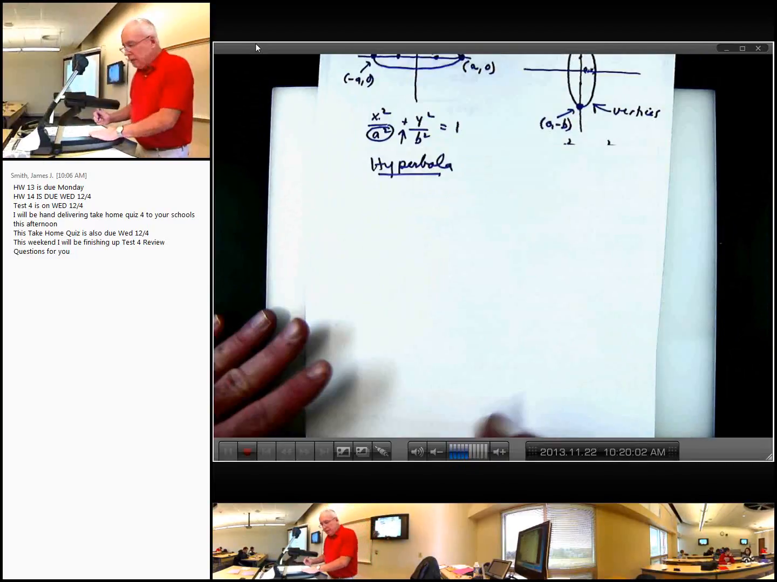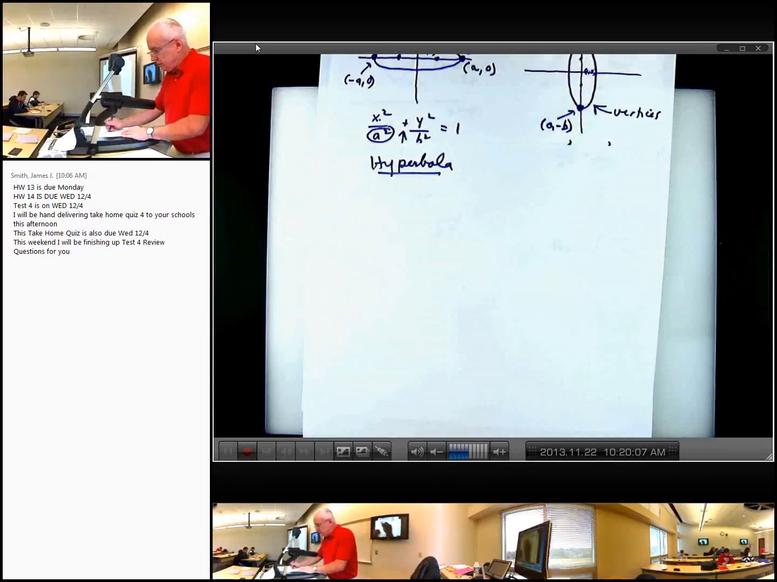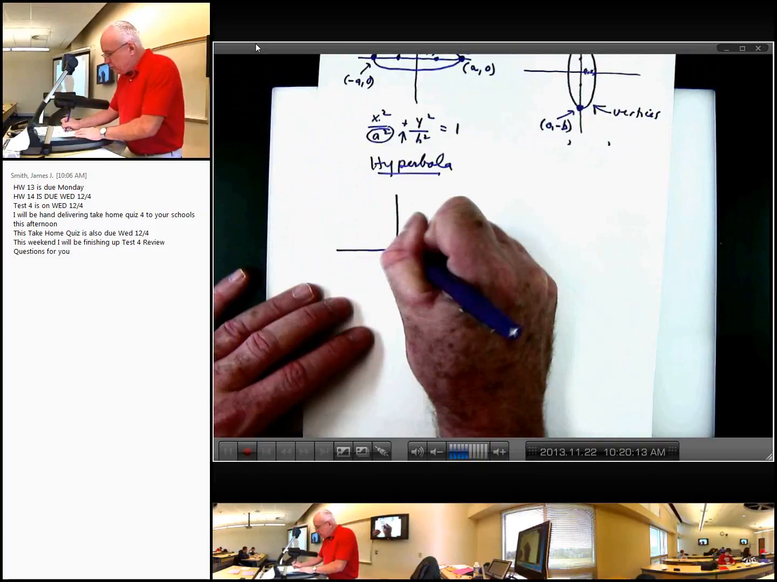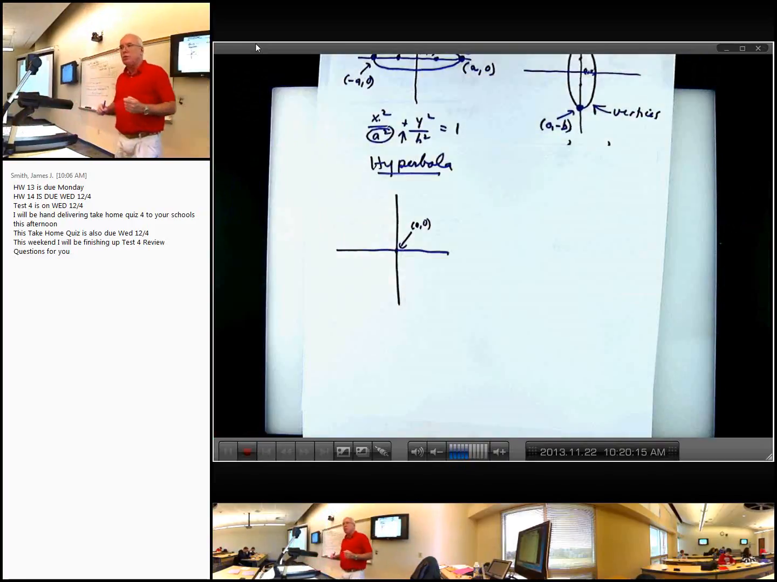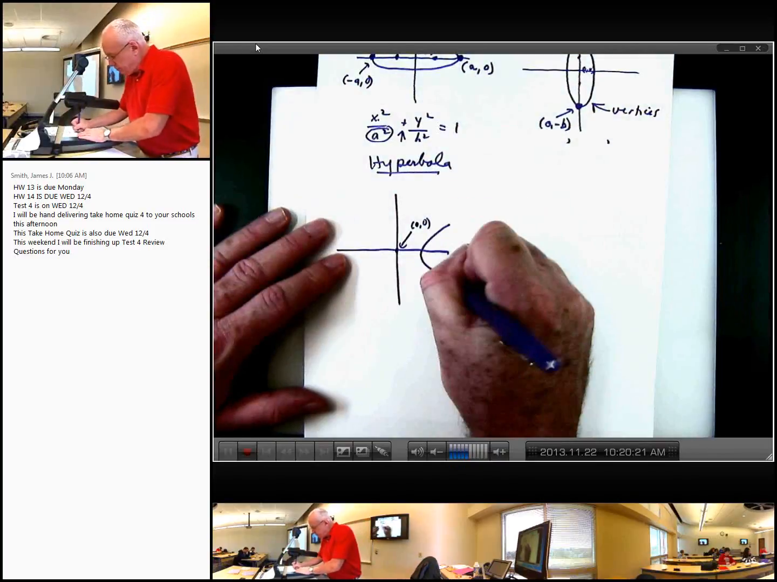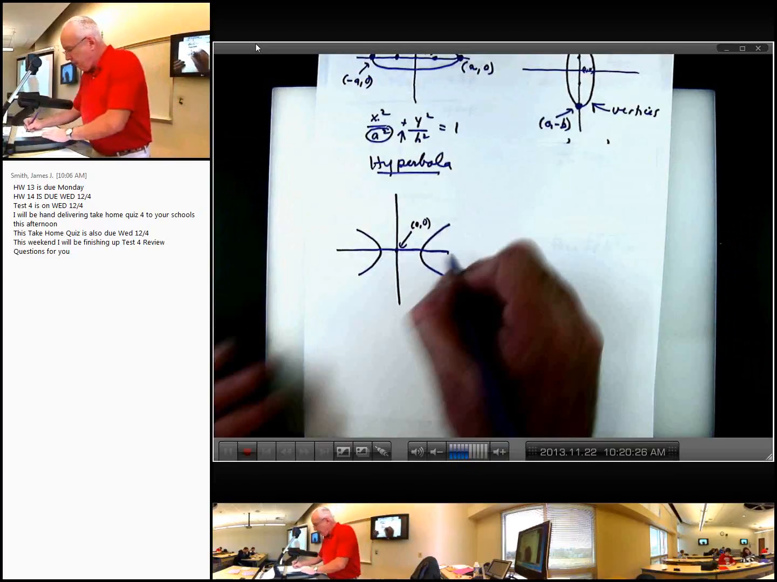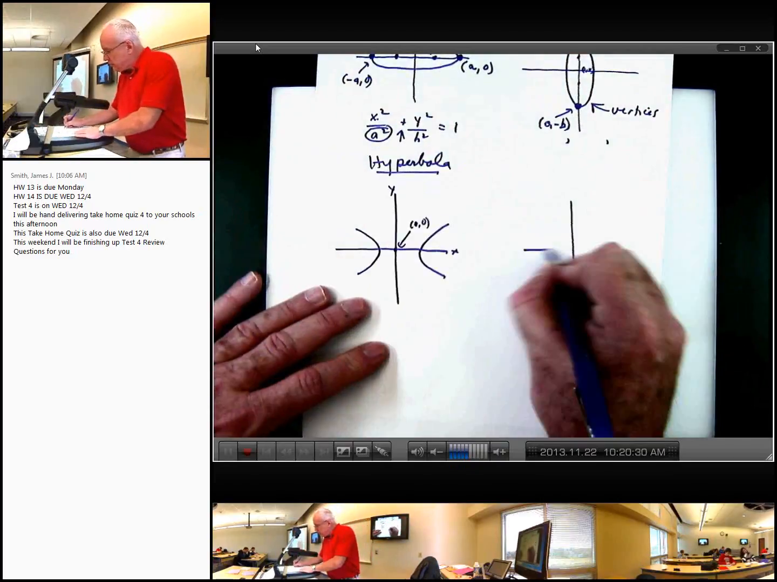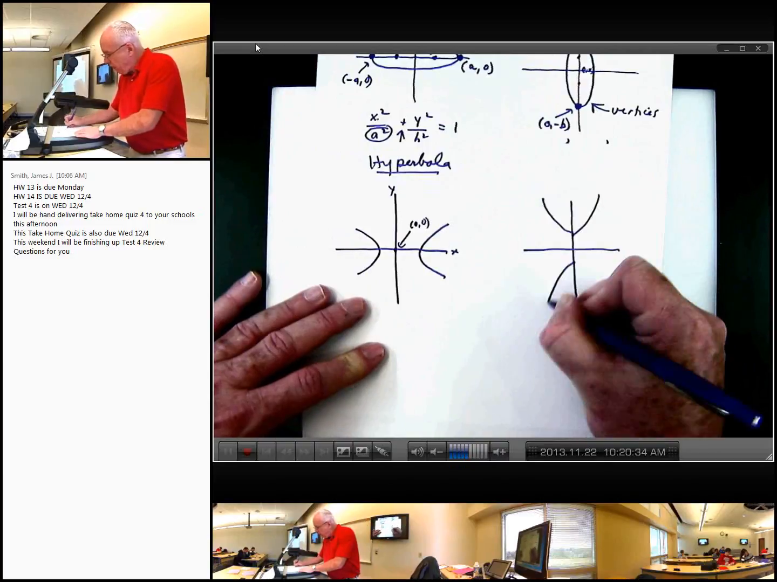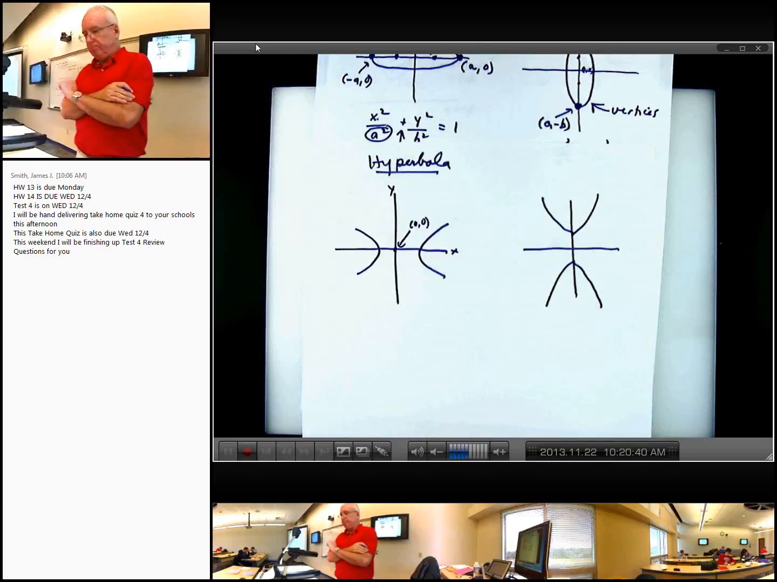So the hyperbola, just like the ellipse, can go in 2 different directions. Here's our xy. Again, we're talking about centering the whole thing at 0, 0 to make the algebra easier. One way it can go is this way, which would be oriented in the x direction. The other way it can go is oriented in the y direction. All right, so we have 2 separate parts with the hyperbola.